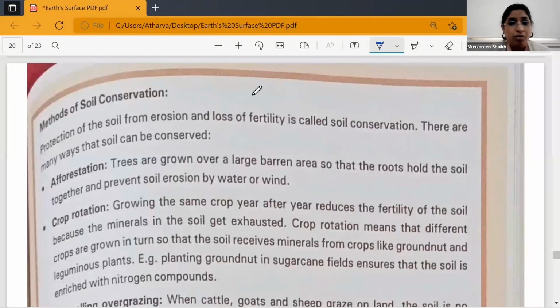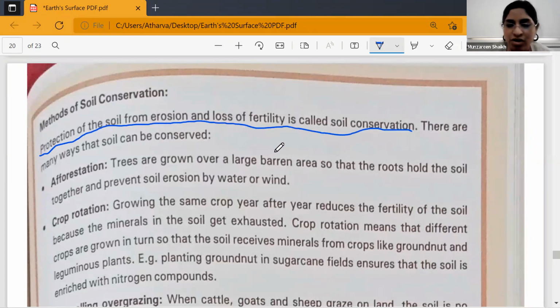Protection of soil from erosion and loss of soil fertility is called what? Soil conservation. What do we mean by soil conservation, children? Ma'am, protection of the soil from erosion and loss of fertility is called soil conservation. Very good. Please underline the definition. So there are various ways through which we can protect our soil. Let's see. Number one is afforestation.